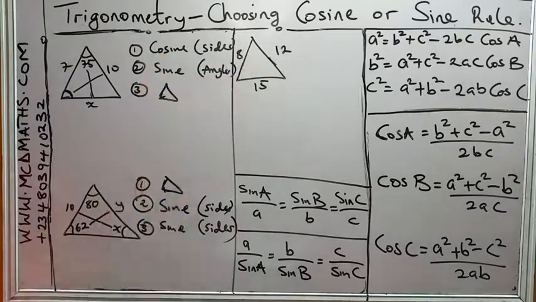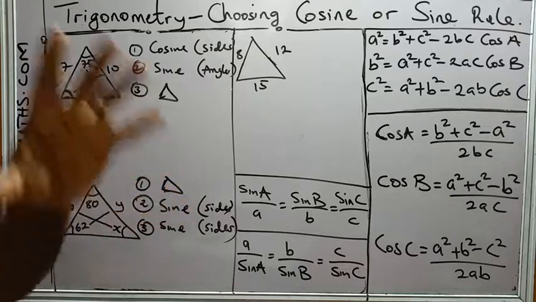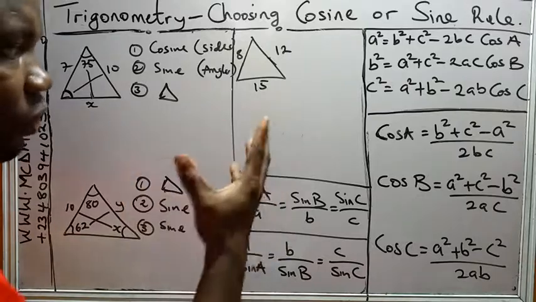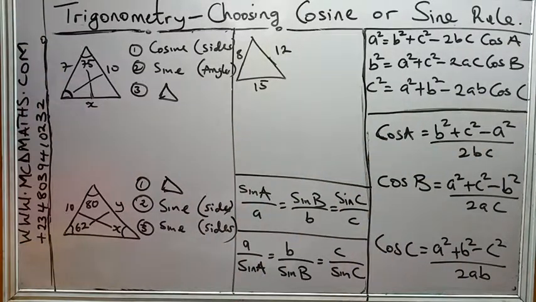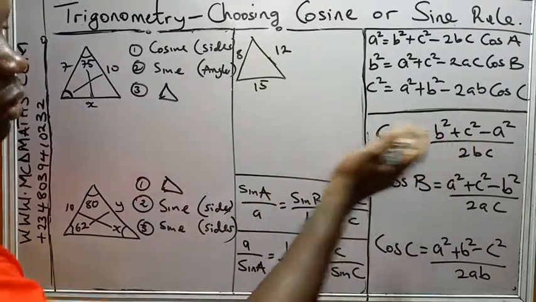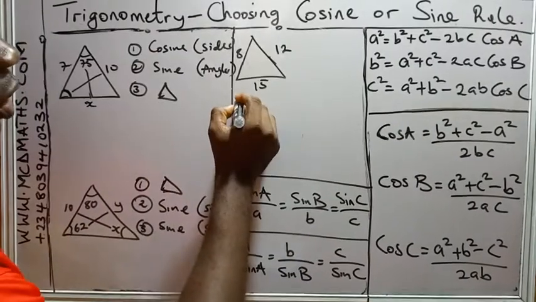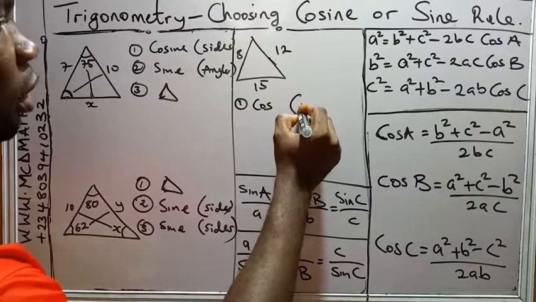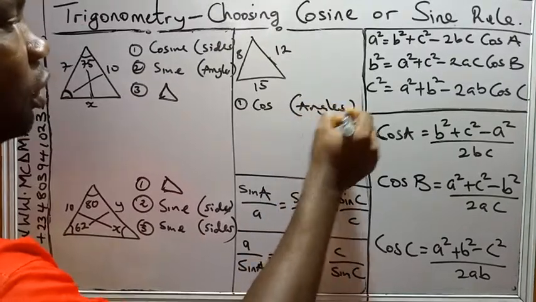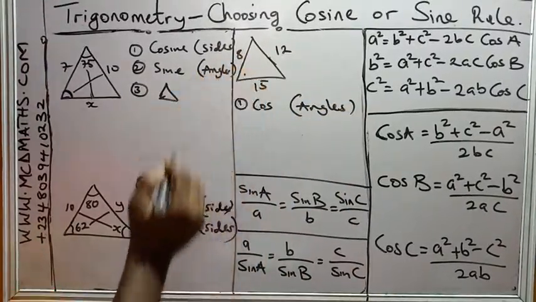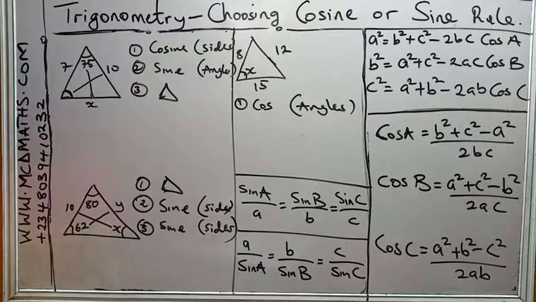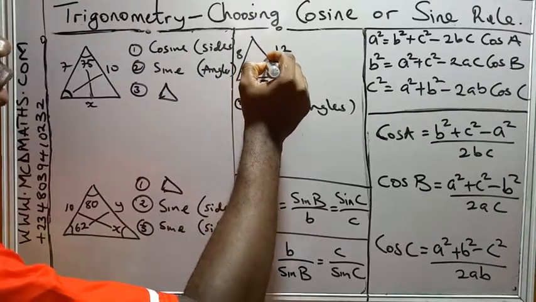Then for this, whenever you have a triangle and all the sides are given and you don't have any of the angles and you're trying to get one, the first thing that should come to your mind is the cosine rule. So you have the cosine rule for angles.